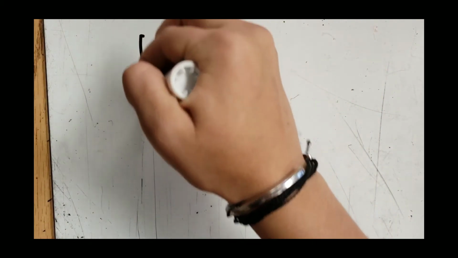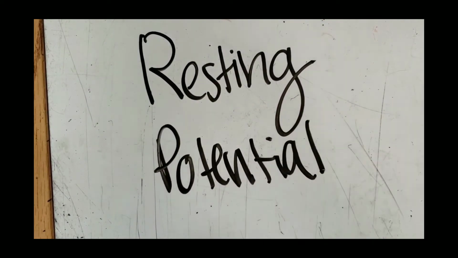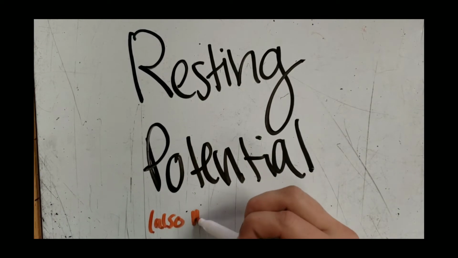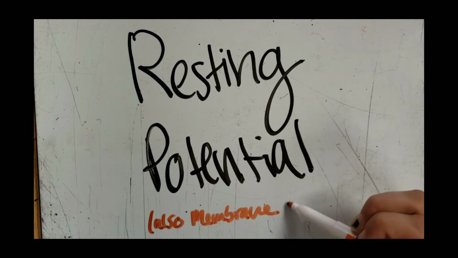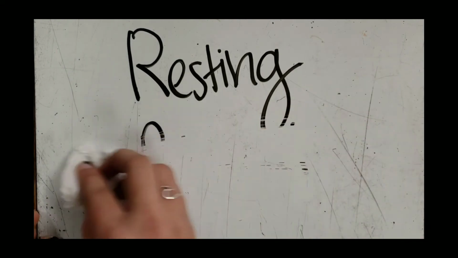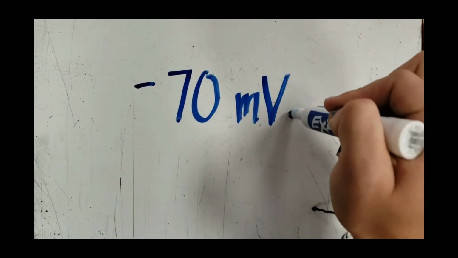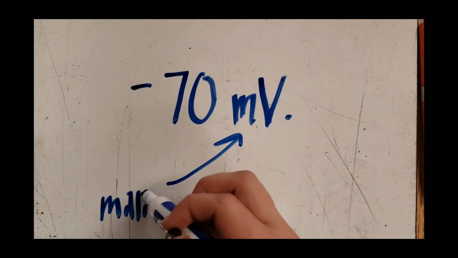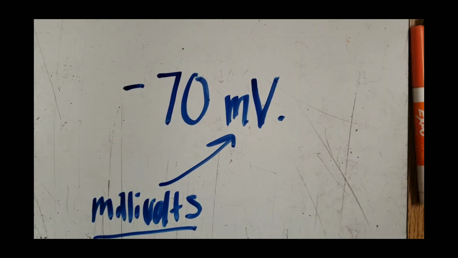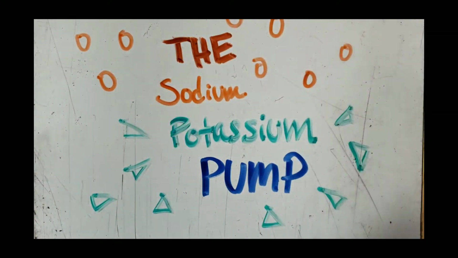The sodium-potassium pump also maintains the membrane potential of the cell at rest, which is also called resting potential. The membrane potential of a cell, or the resting potential, is supposed to be maintained at about -70 mV, which of course is also called millivolts. The negative sign indicates that the inside of the cell is more negatively charged than the outside, and that is the sodium-potassium pump.